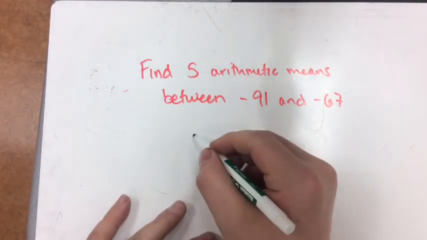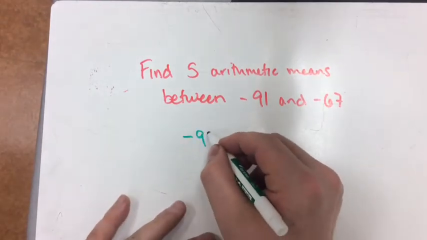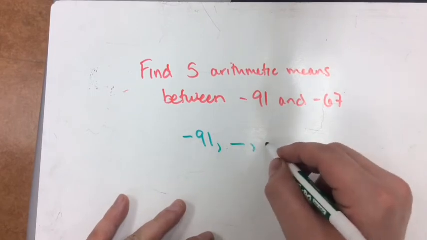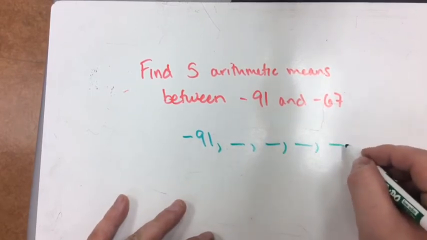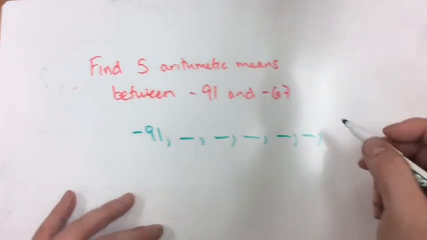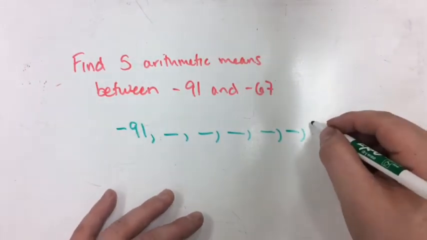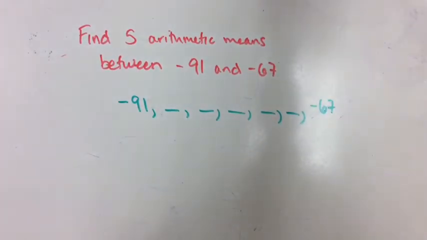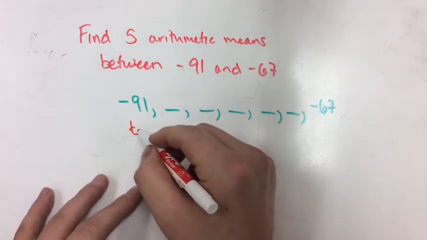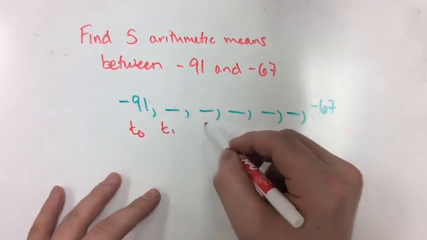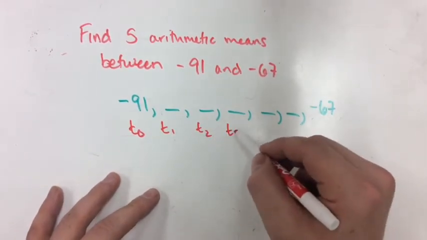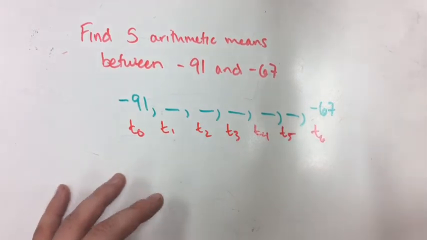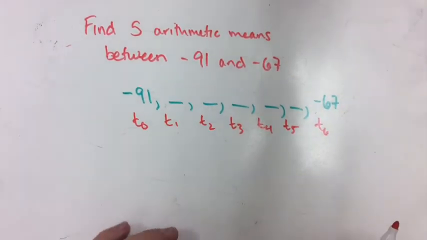So what I like to do is set up my sequence. So there's -91. I'm going to go 1 blank, 2 blanks, 3 blanks, 4 blanks, 5 blanks. There's my 5 arithmetic means. And then -67. Then I write in my term numbers. So this is t of 0, t of 1, t of 2, t of 3, t of 4, t of 5, and t of 6 will be -67.